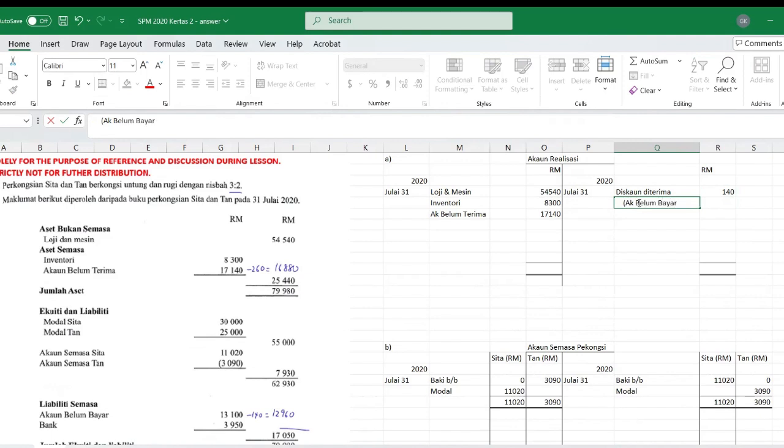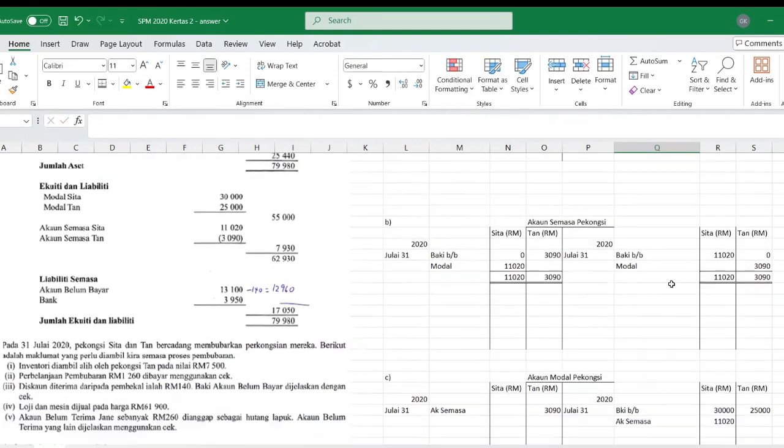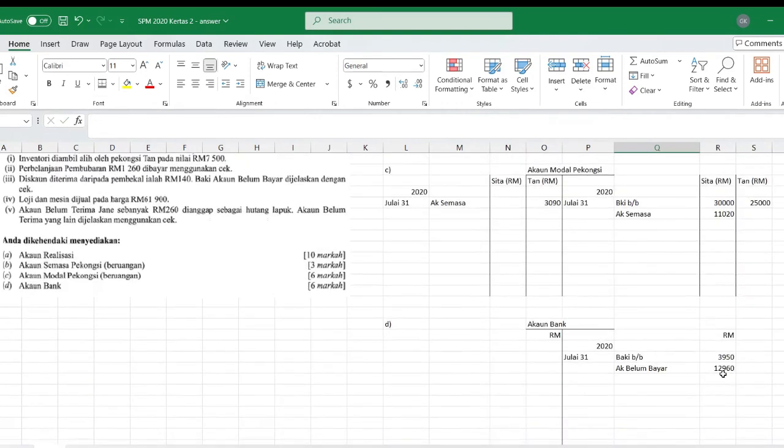So the double entry is the account belum bayar will have a debit from account realisasi 140. In the account belum bayar, you will also have a debit of 12,960 from the bank. But we don't have to show account belum bayar, it's not required in the question. The double entry is in this company, the account belum bayar, just to show you.